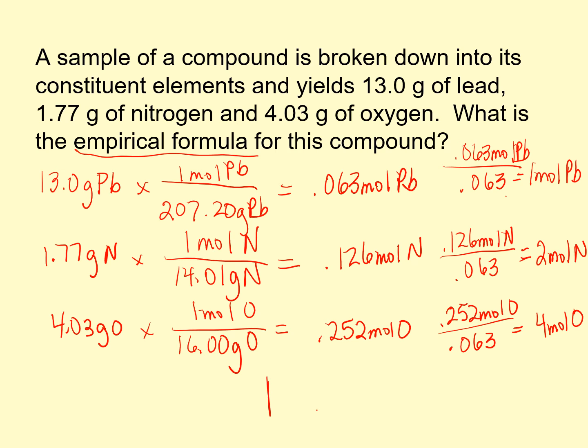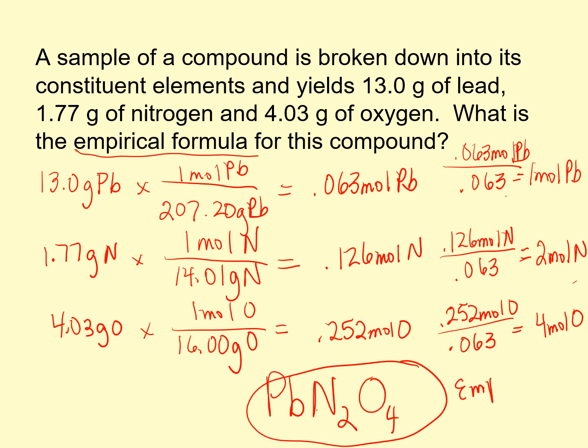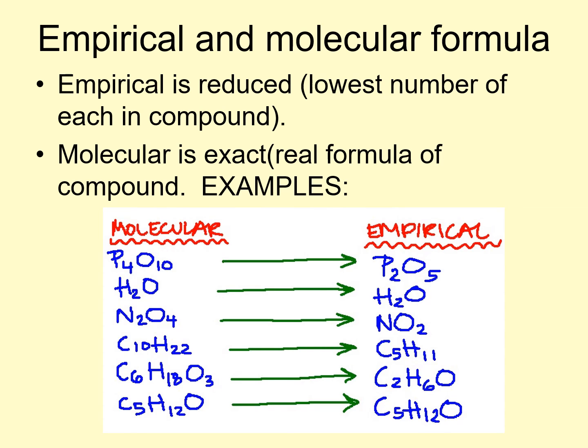So how many lead in the compound? 1. So I have a subscript of 1. I don't need it because 1 is assumed. N2, 2 moles of N. O4. So this is called our empirical formula. Woohoo! A lot of math, but look, now we know the chemical formula of this substance. Yay! All right, so there's 2 kinds of formulas, like I mentioned before, empirical and molecular.